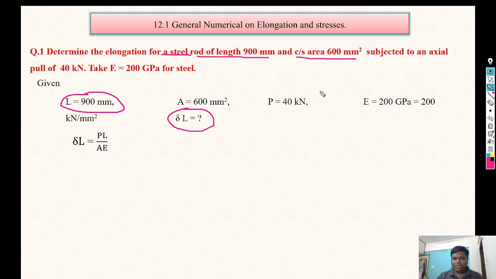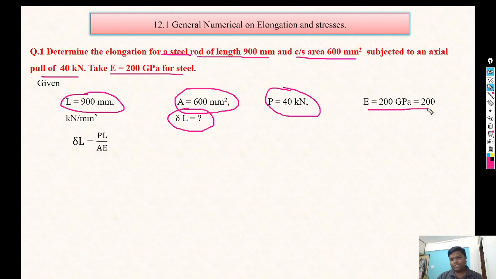Then the cross sectional area of that rod is given. Subjected to an axial pull, axial pull means tensile force is given. That is 40 kilonewton. And the Young's modulus is also given. That Young's modulus is, sorry, 200 gigapascal. So 200 gigapascal is 200 kilonewton per mm square. Unit conversion I have already discussed in the previous video, so please visit that video. Link is in the description box.